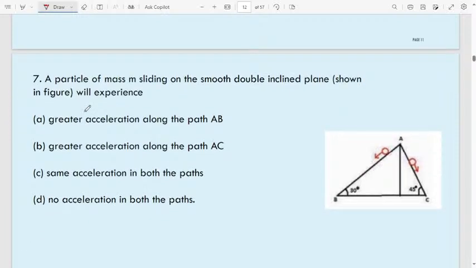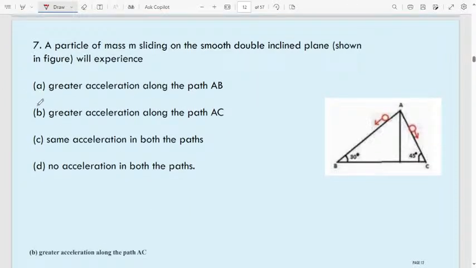This question is also concept based. A particle of mass m sliding on the smooth double inclined plane. This is the plane, the sliding plane. The particle will experience? Option A, greater acceleration along the path AB. Option B, greater acceleration along the path AC. Option C, same acceleration in both the paths. Option D, no acceleration in both the paths.